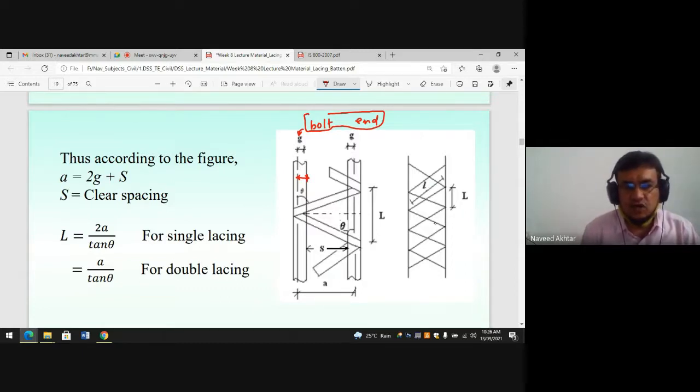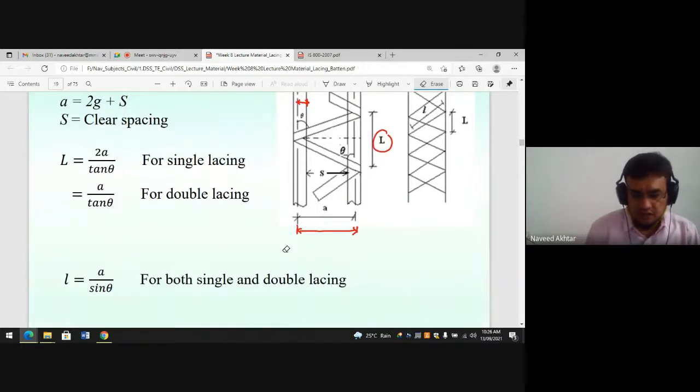Thus according to the figure you can find out that L is equal to, इसको sometimes हम लोग A डिनोट करते हैं। यहाँ पर A दिया, स्पेसिंग, टोटल स्पेसिंग दिया है, so I will erase this, no issue, will consider. So L is equal to 2A times theta. You know that this is the theta.